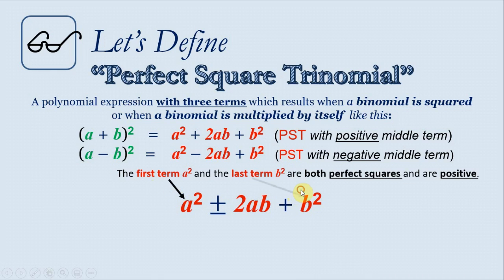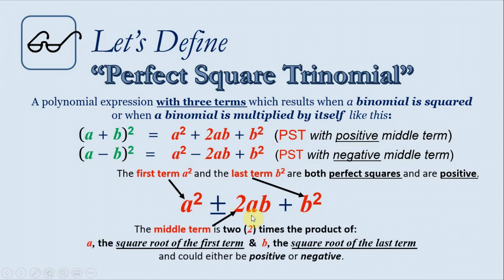The first and the last terms are both perfect squares and are positive. The middle term will either be positive or negative and is equal to 2 times the product of a, the square root of the first term, and b, the square root of the last term. Hence, 2ab.